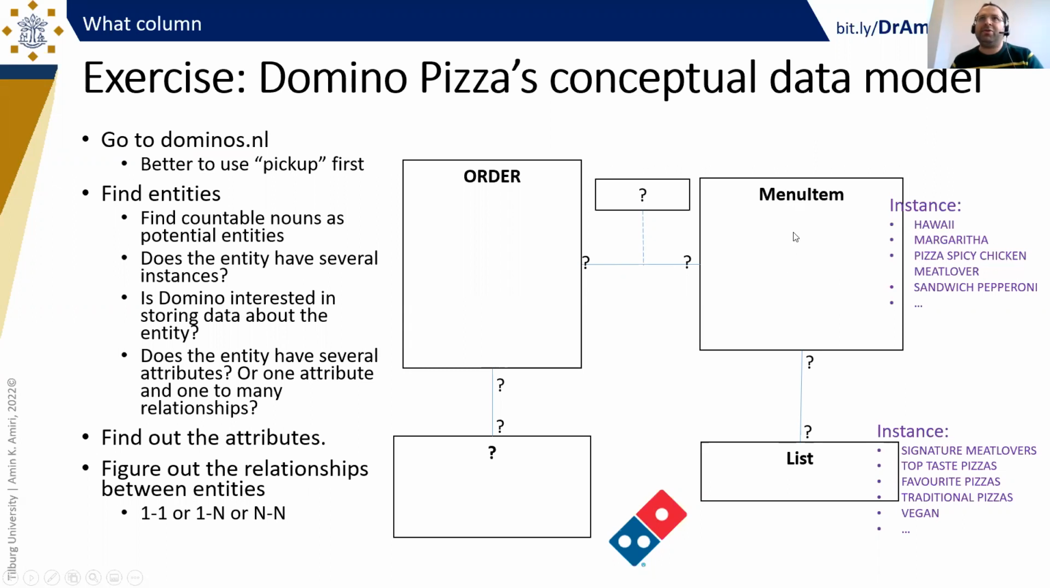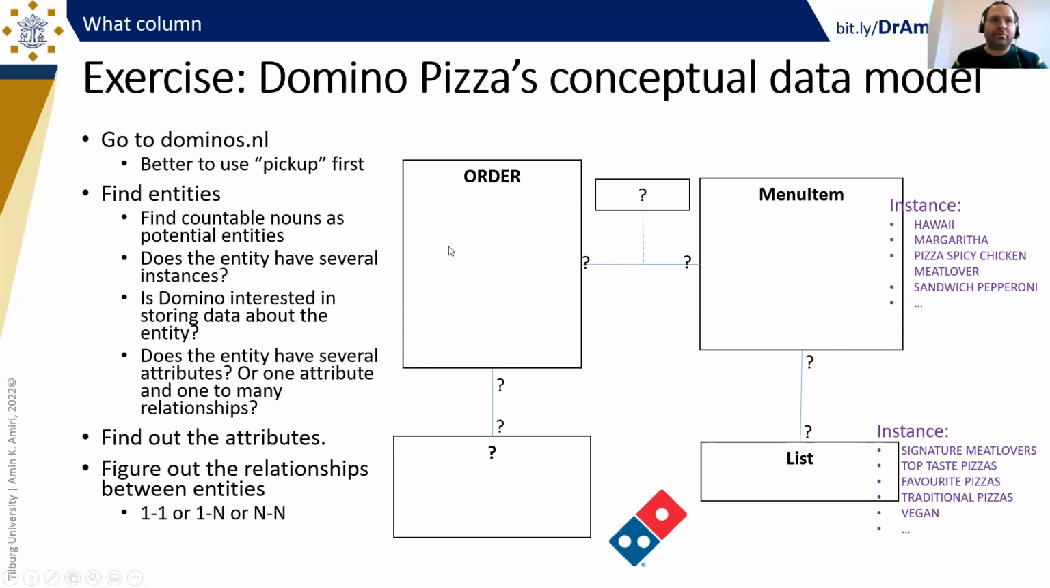What are the attributes of menu item? You have an example. I'm going to give you the first one. It's name, menu item name. What's the next one? Price, exactly, good one. Discount, yeah, nice. So there are several attributes for this. And we also have a list: signature, meat lovers, top taste pizza, favorite pizza, and things like that. List name is one attribute of that.